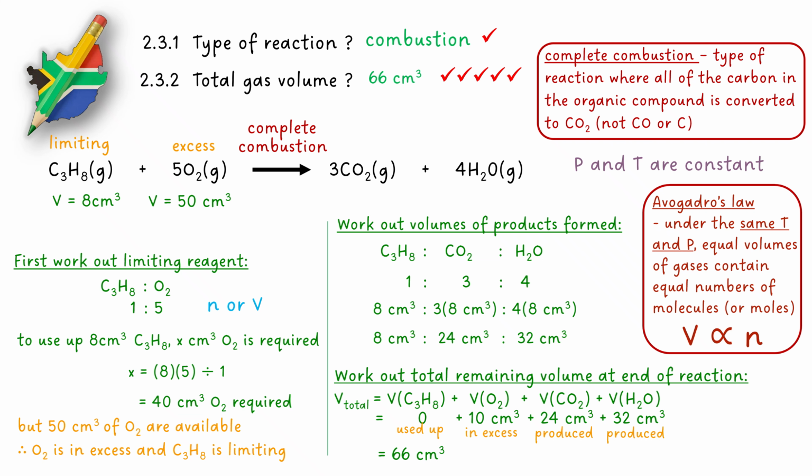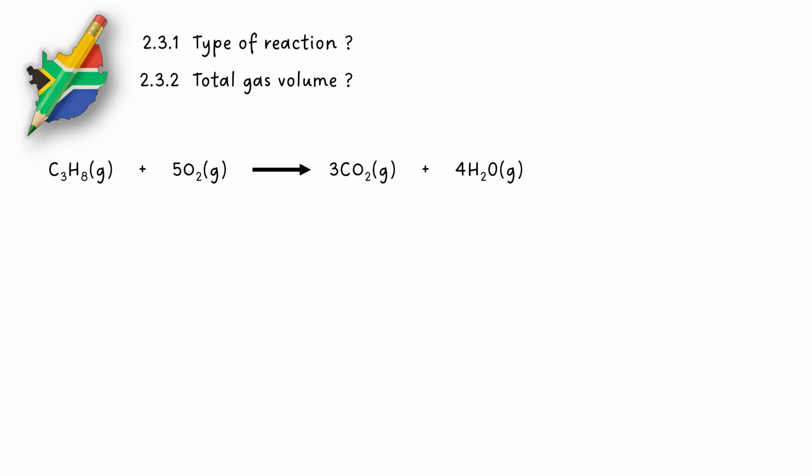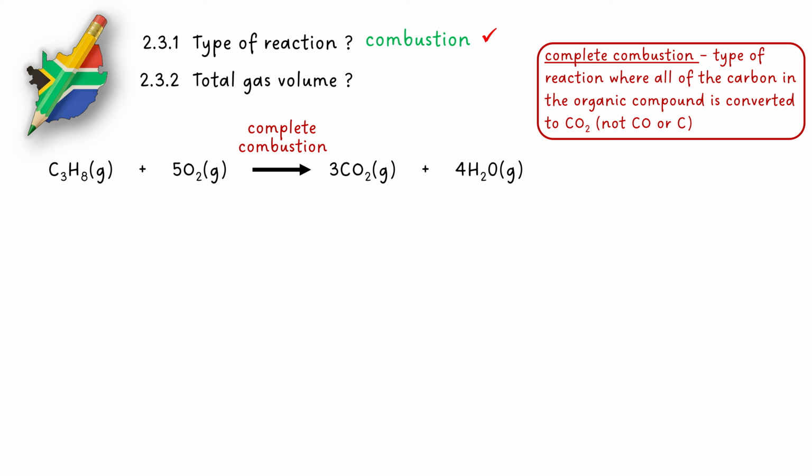We are asked to determine the type of reaction and the total gas volume. We are given this reaction. When an organic compound reacts with oxygen to produce carbon dioxide and water, this is a combustion reaction. Specifically, this is a complete combustion reaction because all the carbon in the organic compound is converted to carbon dioxide only and not carbon monoxide or carbon in soot.